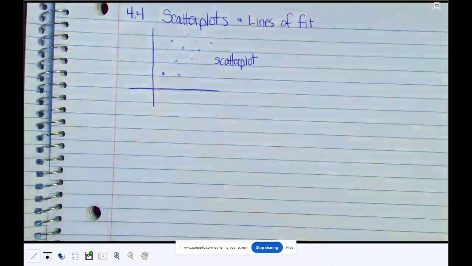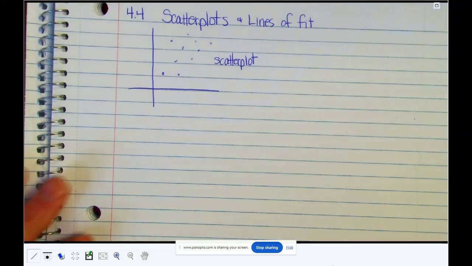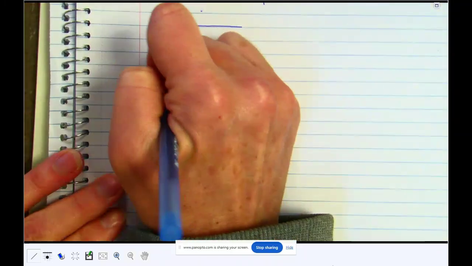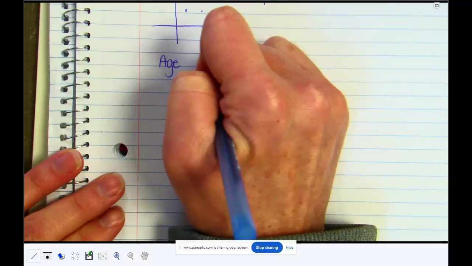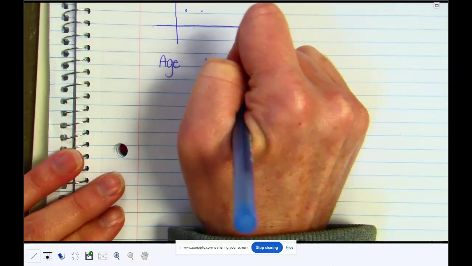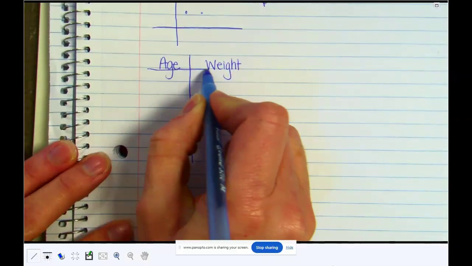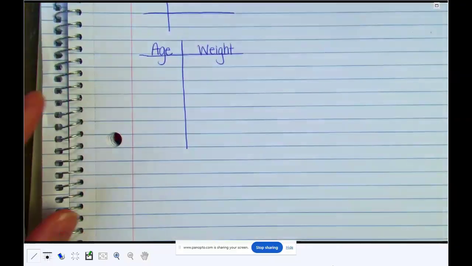What I want to do in your notes is make one really nice graph. We'll take notes on what it's supposed to look like, what makes a good scatter plot, and then we'll practice it. I have actual graph paper for you coming. So let's say we have a table. It's always a table. We're going to have the age and weight of a child.